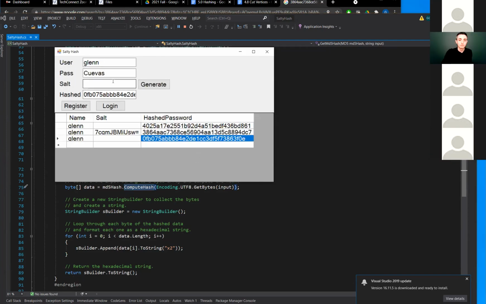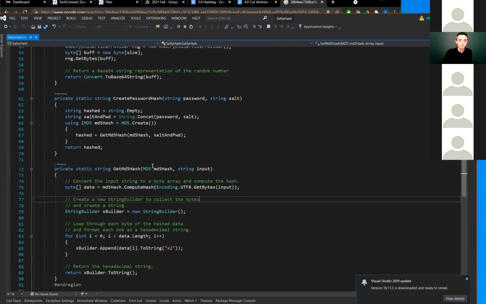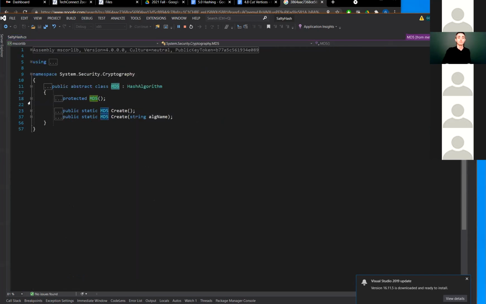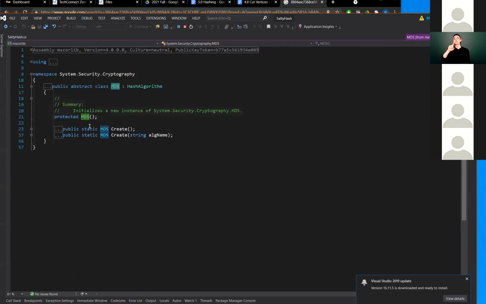Sorry, Professor, did you say MD5? I said MD5. So MD5 is our Message Digest 5. It's one of the standard hash algorithms. MD and SHA, Secure Hash Algorithm, are the most common.